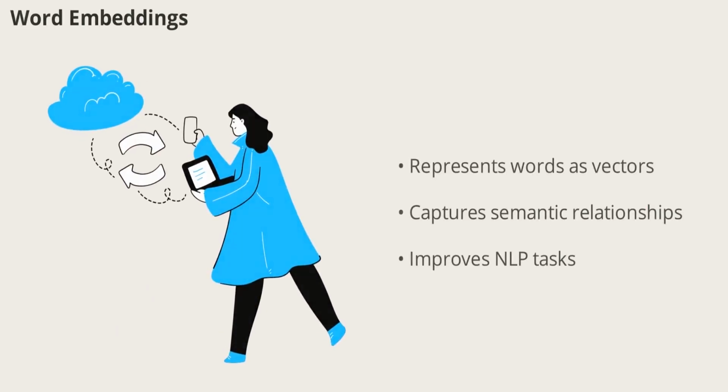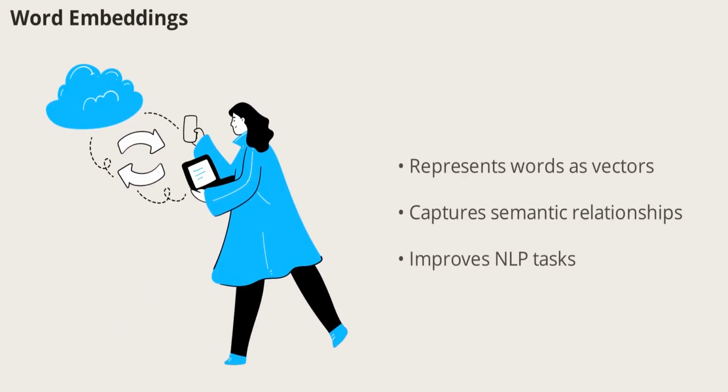Word embeddings are a key innovation in NLP. They represent words as vectors in a high-dimensional space, capturing semantic relationships between words. This allows NLP systems to understand similarities and differences in meaning, improving performance in tasks like translation and sentiment analysis. Popular embedding models include Word2Vec and GloVe.